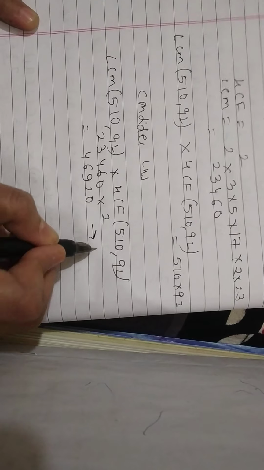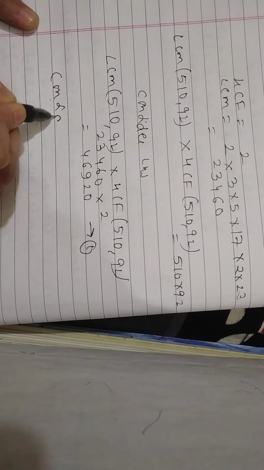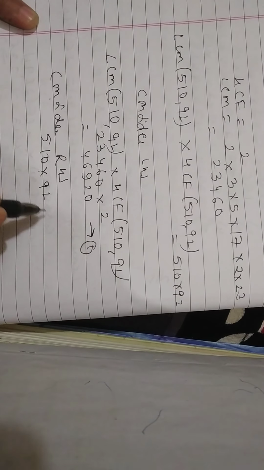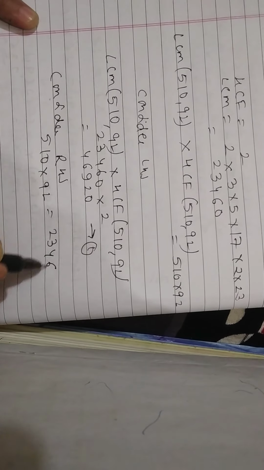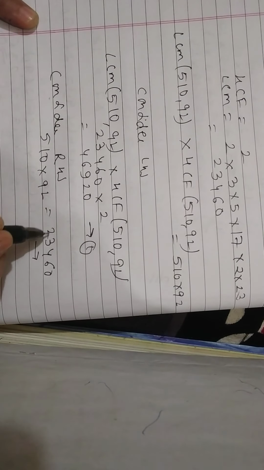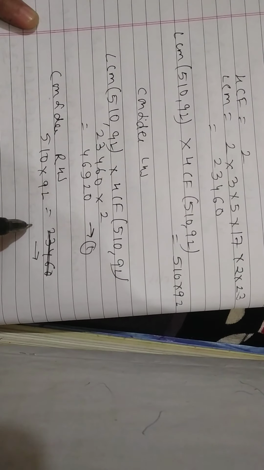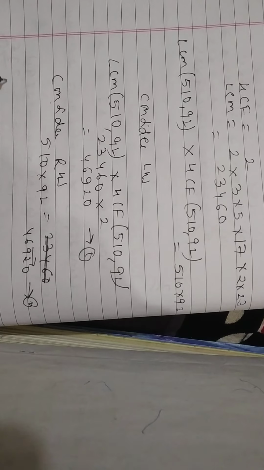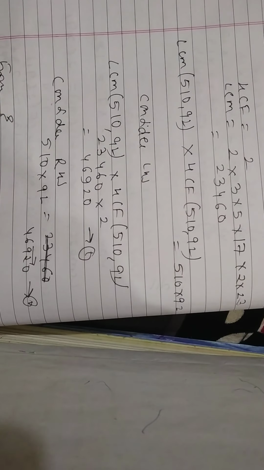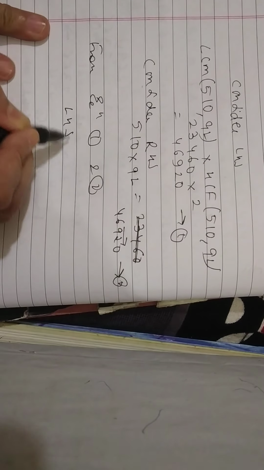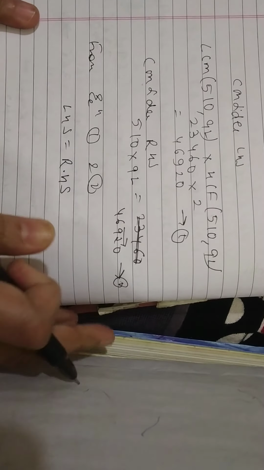This is equation 1. Consider RHS. 510 into 92. This comes to 46920. This is equation 2. From equation 1 and 2, LHS is equal to RHS. We'll go for third problem.